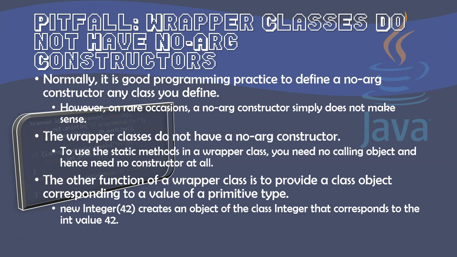Because remember, the other function of a wrapper class is to provide a class object corresponding to a value of primitive type. So if I say new Integer 42, this is going to create an object of the class Integer that corresponds to the value 42. However, again, we don't need to worry about this because of how the classes are set up. And also remember that because of how Java has been updated, the declaration with new Integer is deprecated in this half, so we don't have to say new Integer 42, we can just say equals 42. These are things we have to keep in mind as a programmer when we start looking at our code.